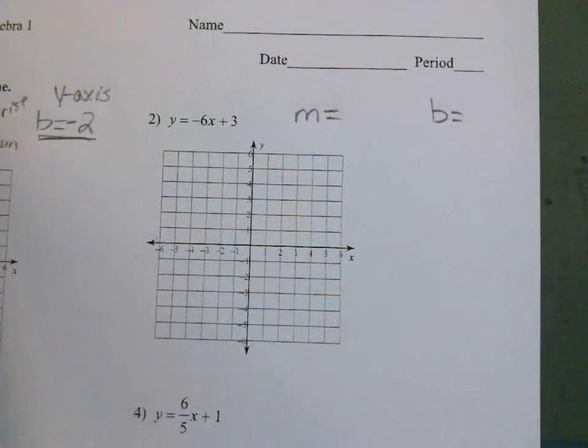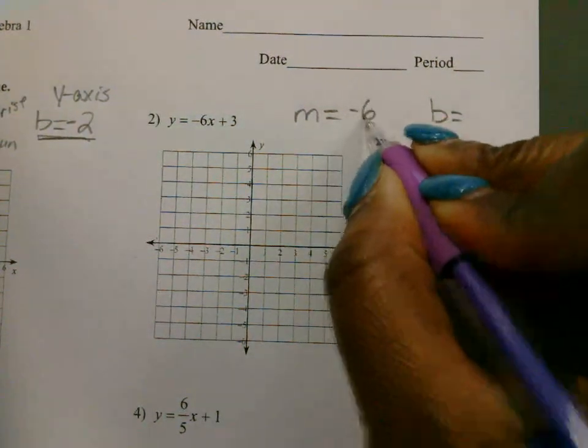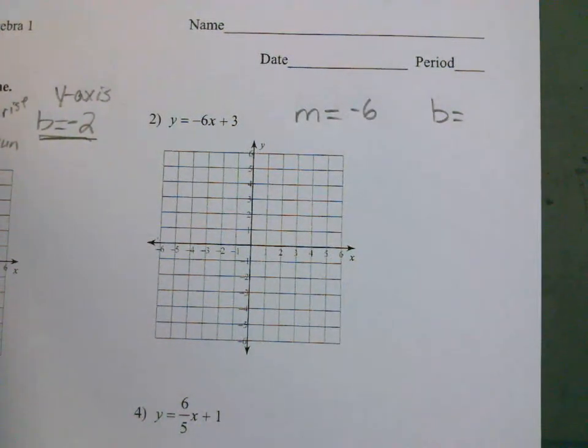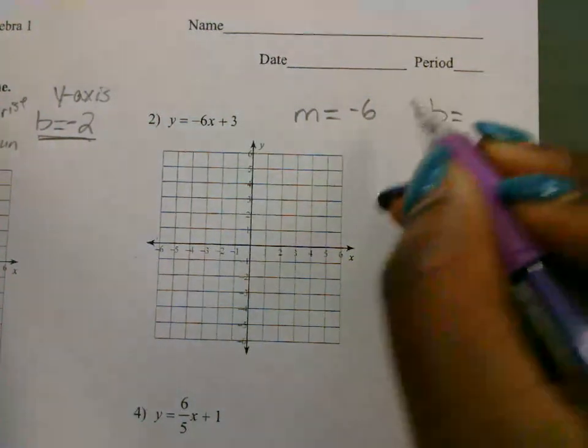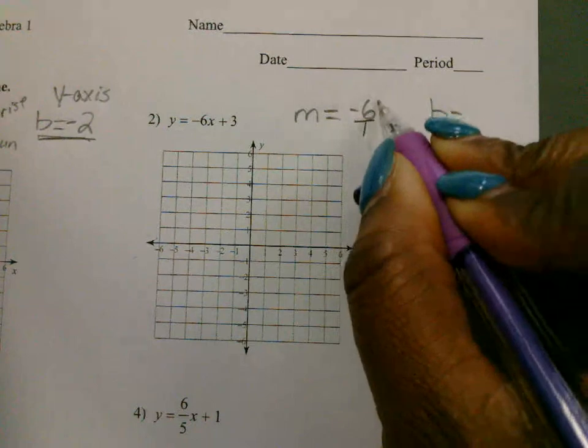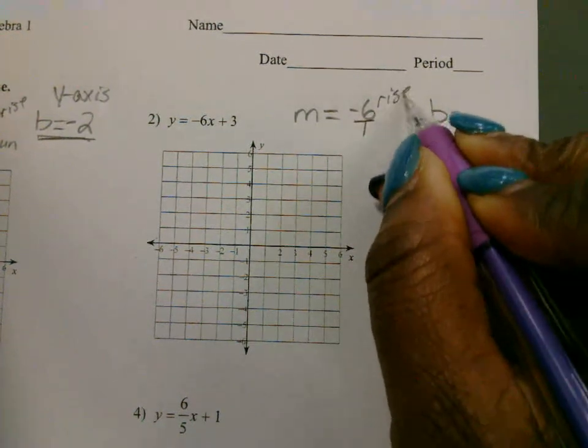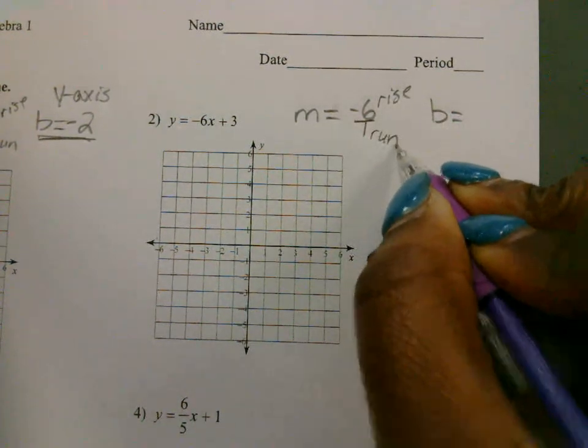Which one of those numbers is M? Aaliyah? Negative 6. How do I write negative 6 as a fraction so I can put a 1 under it? Very good, Terrence. Top number is my rise. Bottom number is my run.